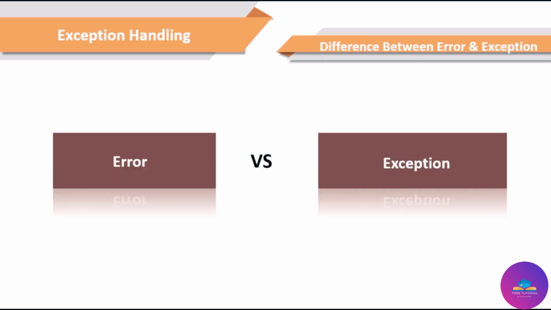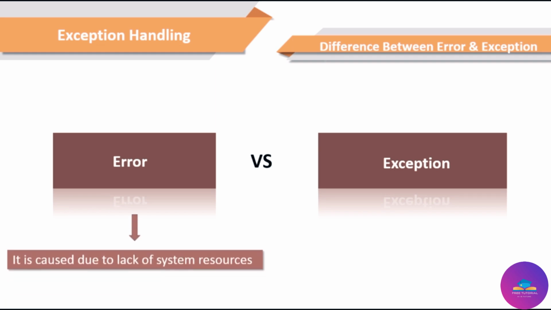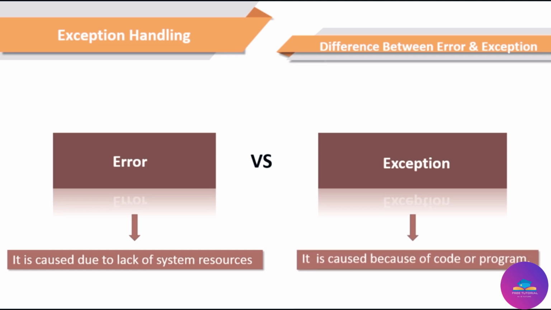The difference between error and exception. So an error is a critical condition that cannot be handled by the code of the program. An exception is the exceptional situation that can be handled by the code of the program. So the important difference between error and exception is that an error is caused due to the lack of system resources, and an exception is caused because of your code or program. But that's what you're here for, and that's what we're going to learn. So let's study some other differences between errors and exceptions along with a comparison chart.